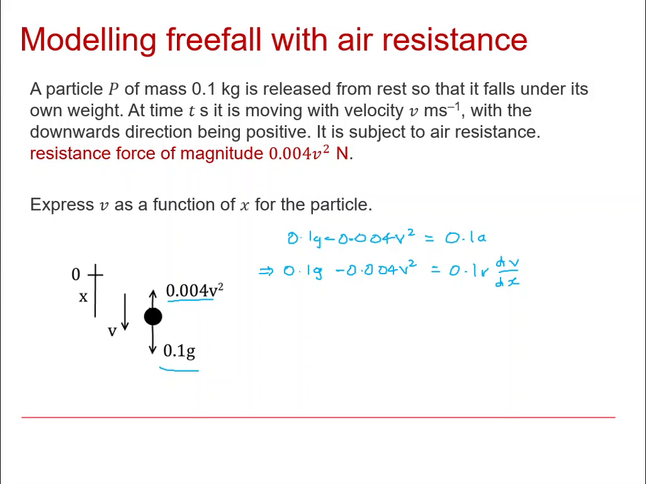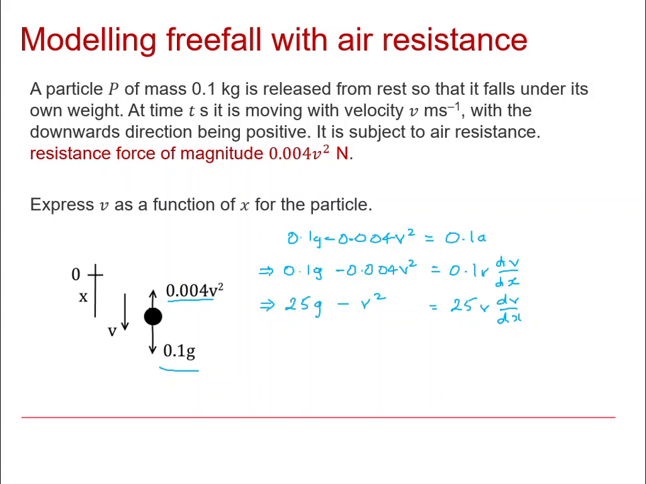Right, now it's crazy to proceed with all those fractions. The smallest is 0.004, and that's the same as 1 over 250. So if I multiply by 250, I'll get 25g minus v squared is equal to 25v times v dv by dx. Well, that looks much easier already. Now you'll recognise a variable separable situation, because if I were to divide by 25v, the left hand side would be involving v only and no x's.